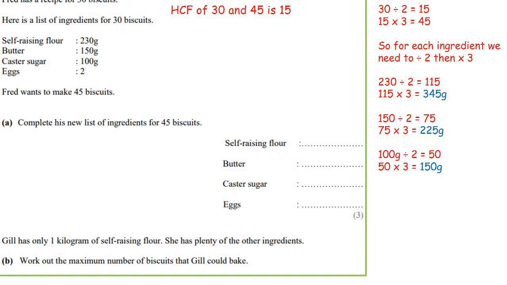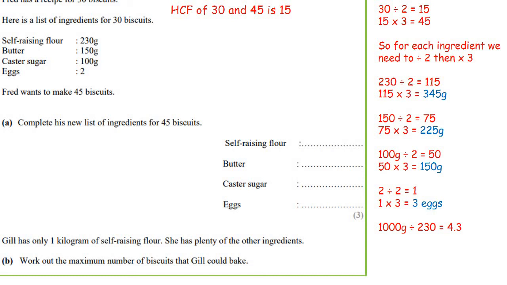So, part B, Jill has 1 kilogram of self-raising flour and she has plenty of other ingredients. Work out the maximum number of biscuits that Jill could bake. So 1 kilogram is equal to 1,000 grams. Obviously you do need to know that to start off with this question. So I would say, how many 230 grams, which is how much we need for 30, fits into 1,000 grams? And that gives me a big long decimal answer, which I've rounded to 4.3.